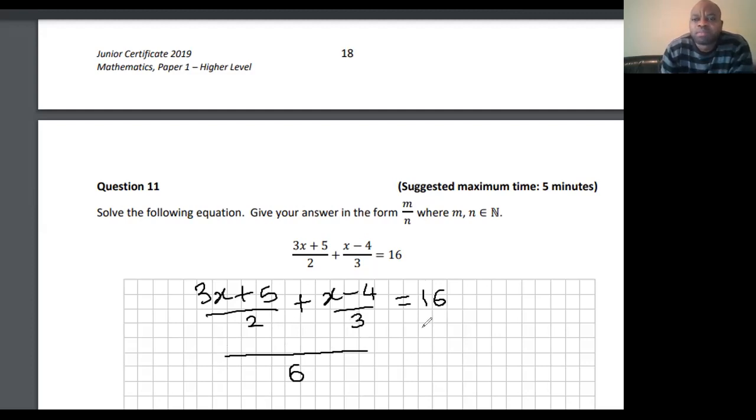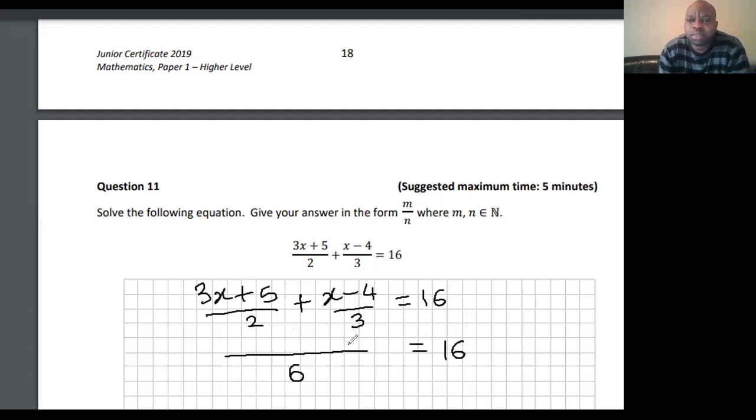Now, don't touch the right hand side. On the right hand side we have 16. Don't touch 16. As you are going down, just keep writing 16, keep carrying the 16 along. Just try to reduce the left hand side to one single fraction, because we have two fractions, as you can see.